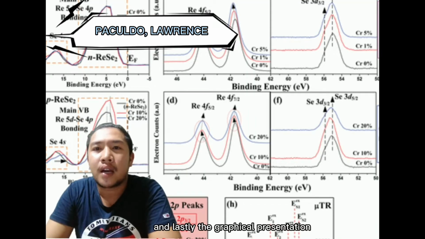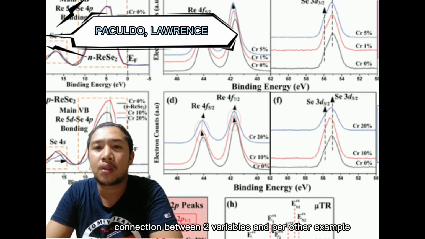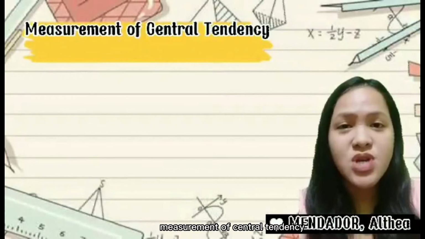And lastly, the graphical presentation. Data can be presented visually using graphs, charts, or diagrams, and using this strategy we may examine the causal connection between two variables. Here are the examples: bar graph, circle graph, line graph, and pictograph.